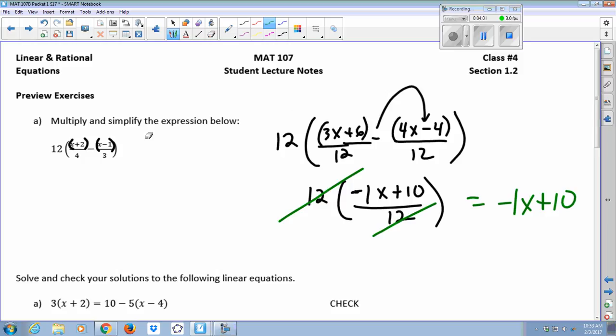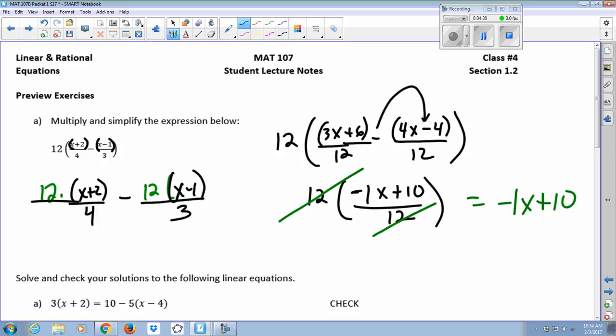Rather than focusing on this, look at what you're being asked to do. You're asked to multiply this quantity. Now, when I say the word quantity, it means whatever's inside parentheses. You're asked to multiply this quantity, which has these 2 terms, by 12. So you use the distributive property. You take 12 and you multiply it by the first term, x + 2 over 4. And then you take 12 and you multiply it by the second term, x - 1 over 3.